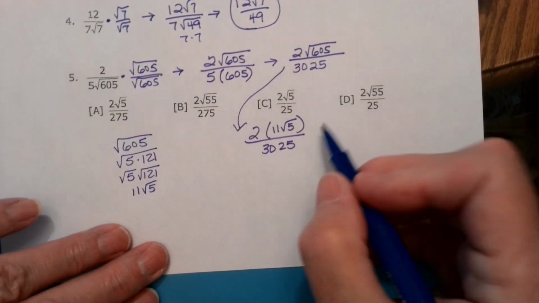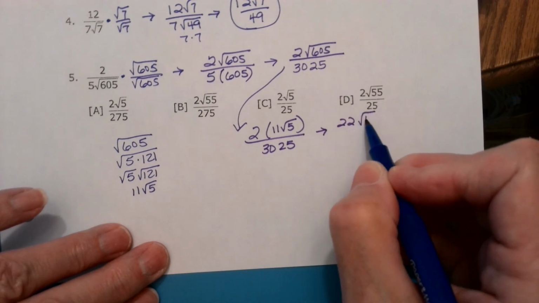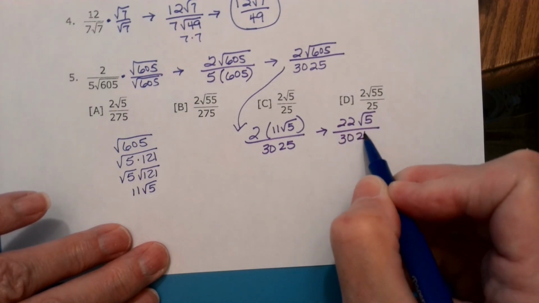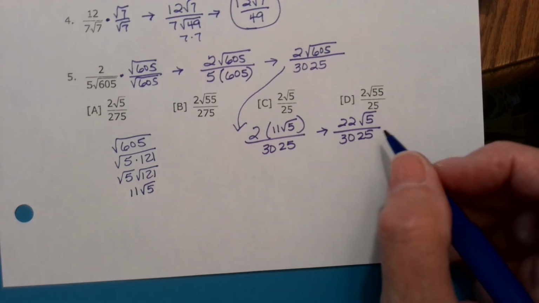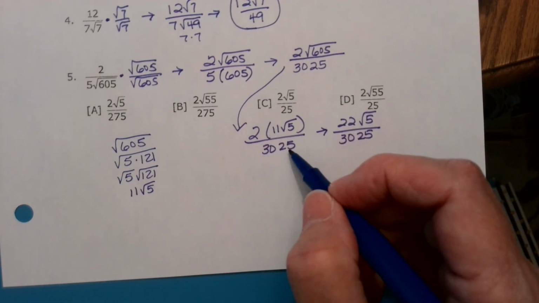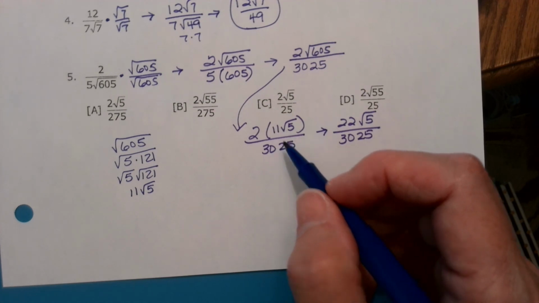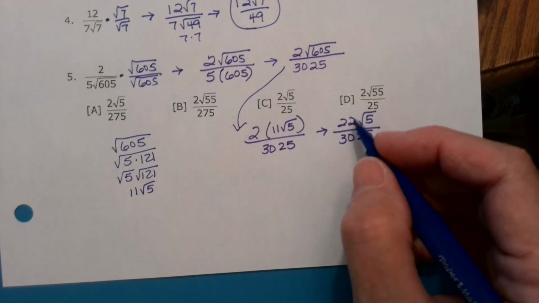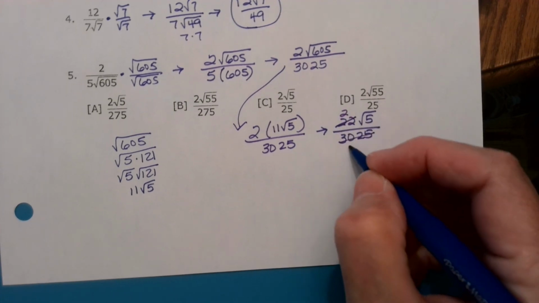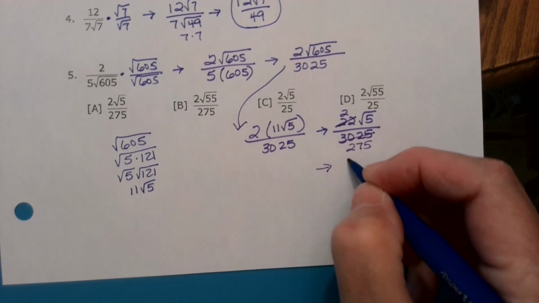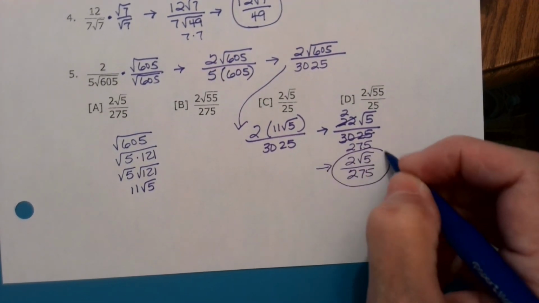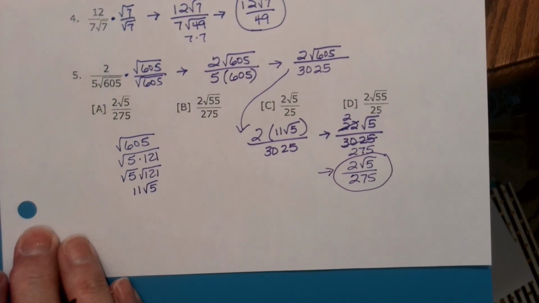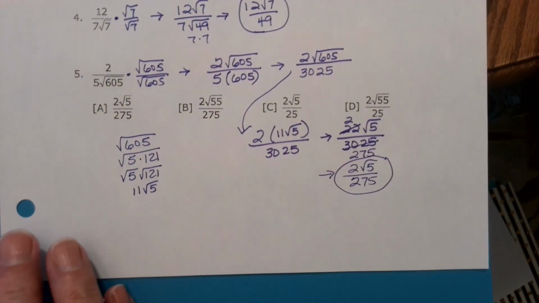So that's giving me 22 times the square root of 5 over 3,025. So now what I'm wondering is if 3,025 is divisible by 2, which I know it's not, but by 11, and it is. So 11 goes into this 2 times, it goes into this 275 times. So 2 times the square root of 5 over 275. This is your final answer. And you can see that that's option A. Have fun.